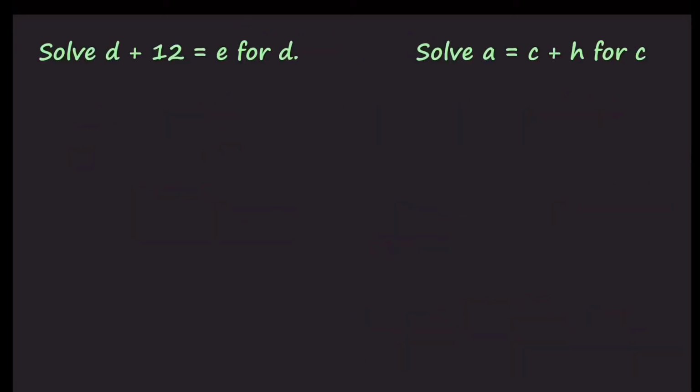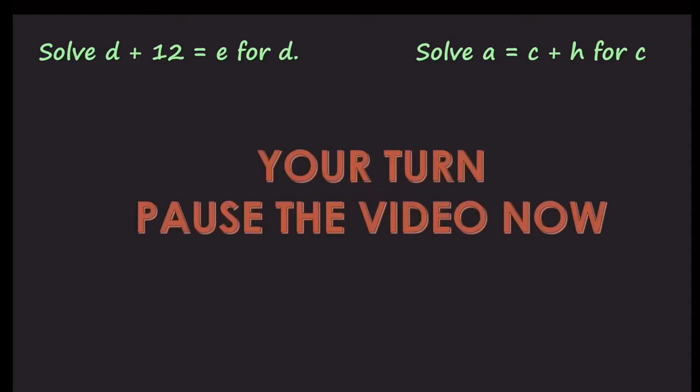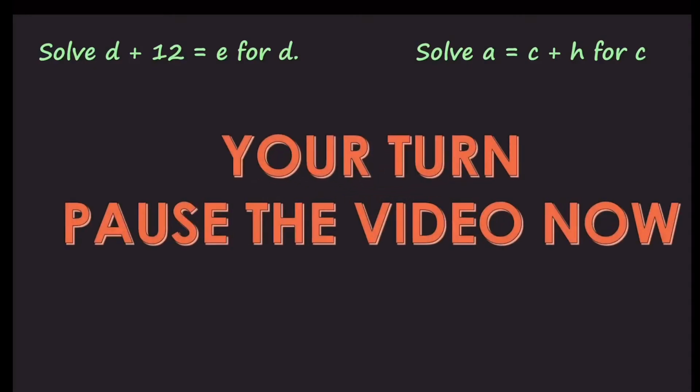So let's take a look at these. Okay, remember, keep those three steps. You have them written down. So I'm going to solve in this one for D. Do you notice how it says solve D plus 12 equals E for D? Okay, solving for D. Pause and try on your own.